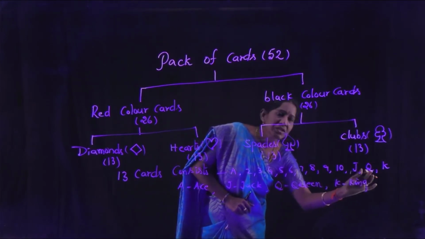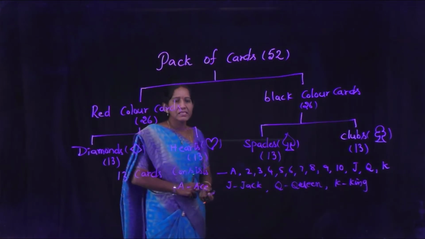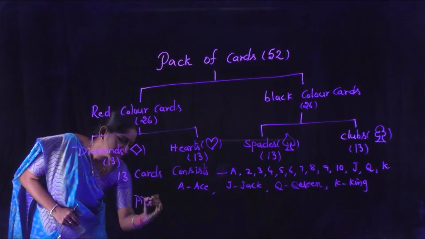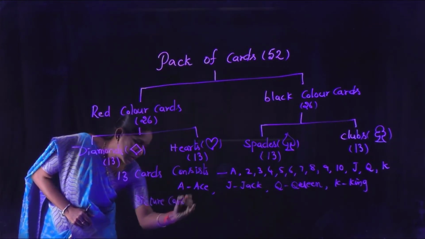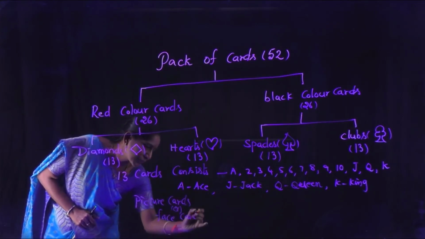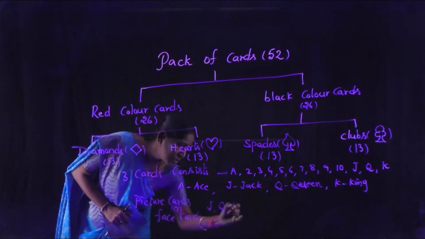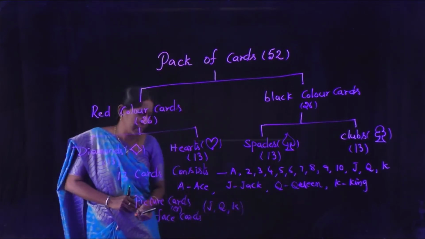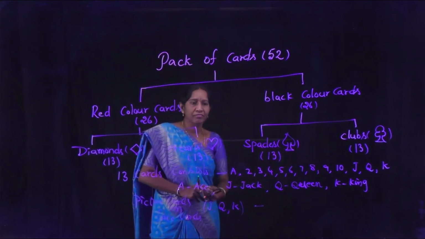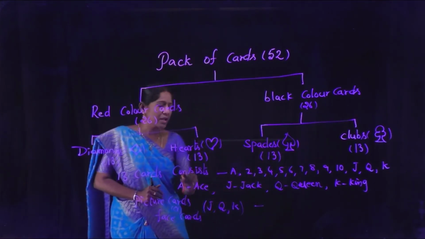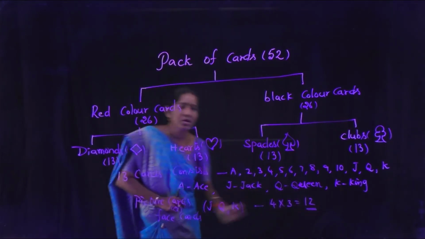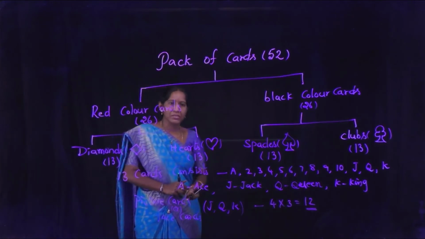This J, Q, K are called picture cards or face cards. Those are Jack, Queen and King. So, each set contains 3 face cards or picture cards. There are 4 sets, so total 4 into 3, 12 picture cards in the pack of cards.